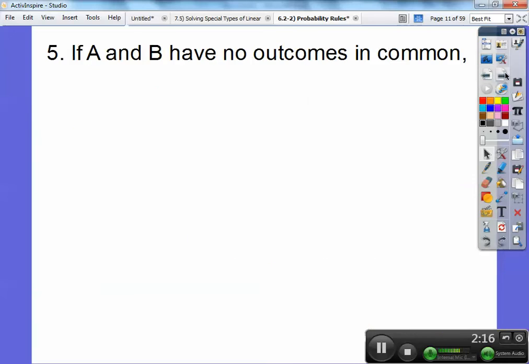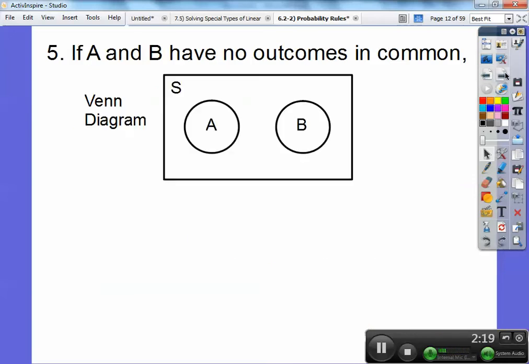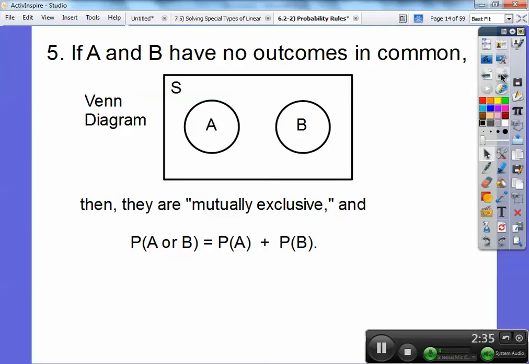Okay? So if A and B have no outcomes in common, then they are said to be mutually exclusive. So here's a Venn diagram right here. Like for example, you know, my AP statistics class, I only have boys or girls. There's no in-betweens in there. There's no outcomes in common. So they're said to be mutually exclusive. And so the probability of picking a boy or a girl, or a probability of picking A or B, is just the probability of A plus the probability of B. Okay, and typically in any math class, you see the word or, that means addition right there.